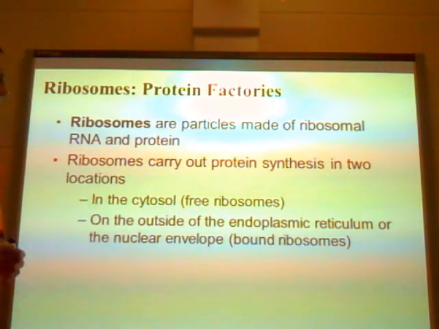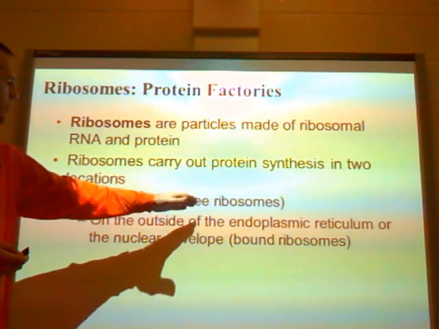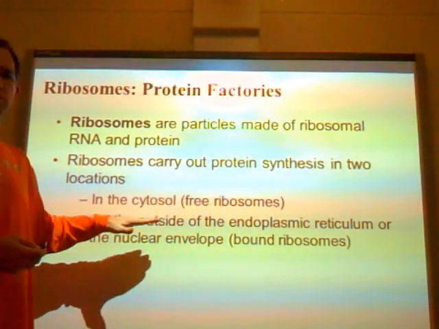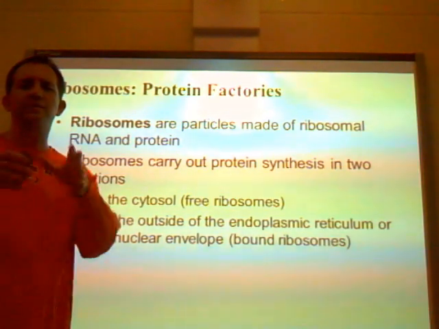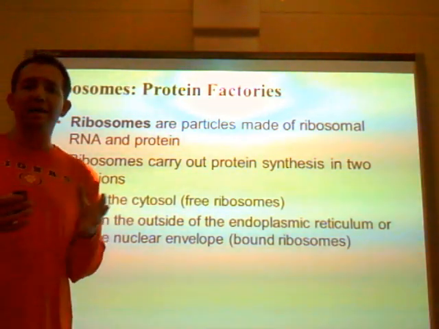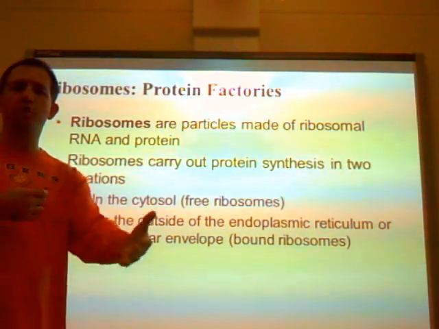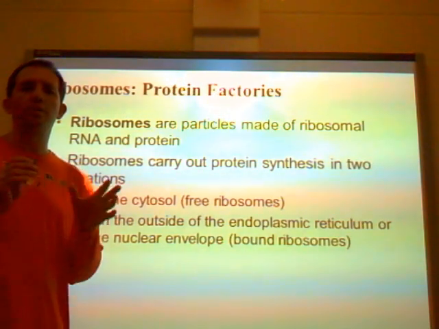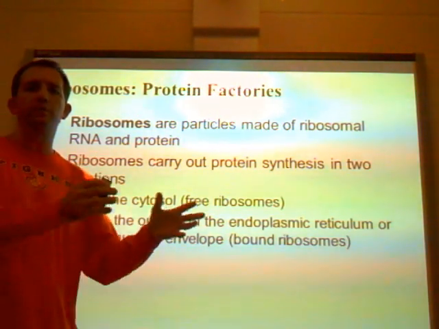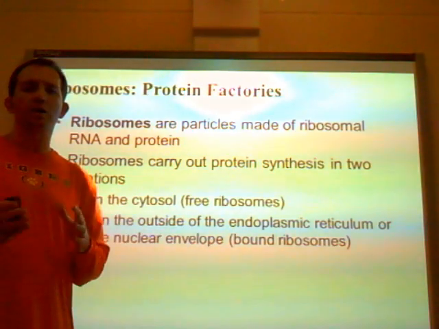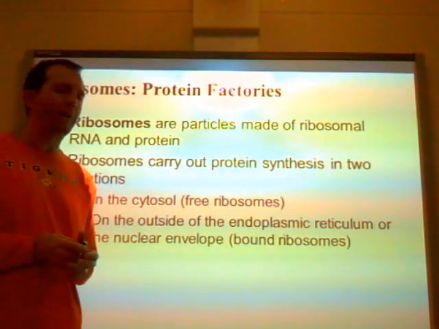Now, they are located in two different regions. We have what are called freely floating ribosomes, which are located just in the cytosol. Almost, you could kind of picture this as if the cytosol were a big swimming pool. Then imagine beach balls floating inside of that swimming pool. Well, the beach balls could be reminiscent of ribosomes. So ribosomes are freely floating inside of the cytosol, like beach balls floating inside of a swimming pool. Then there are others that are bound.